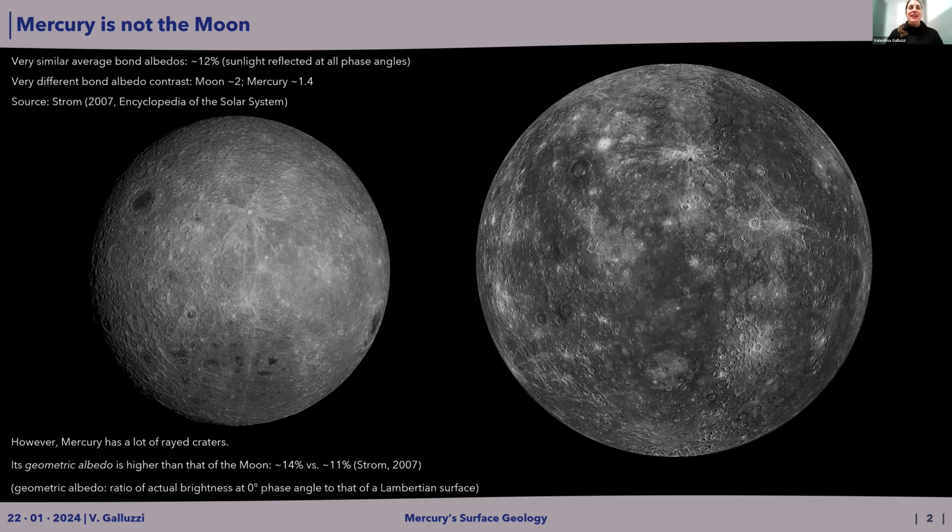And I know you have studied hard, so you may have recognized the moon on the left side. And on the right side, we have Mercury. You can see how the two bodies are very, very similar. They are both full of craters. They have very similar bond albedo values, especially if we look at the moon from the far side.